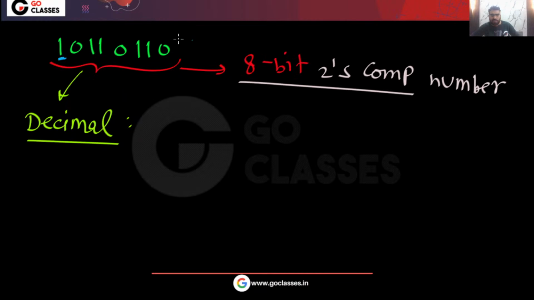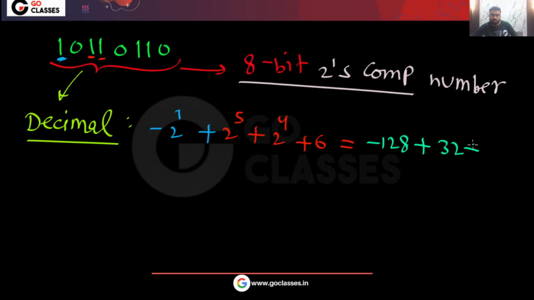When you convert a 2's complement number into decimal, this MSB always has negative weight. So it will be minus 2 power 7, plus this will have positive weight, so it is 2 power 5, plus 2 power 4, plus this will be 6, right? Yes or no? So what you got is minus 128 plus 32 plus 16 plus 6.